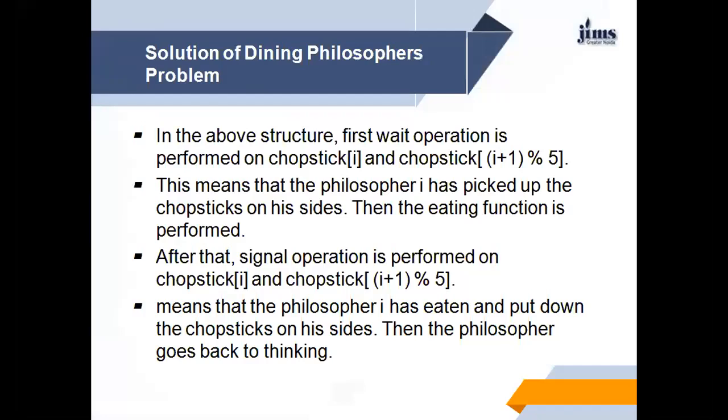In the above structure, first the wait operation is performed on chopstick[i] and chopstick[(i+1) mod 5]. This means that philosopher i has picked up the chopsticks on his side, then the eating function is performed. After that, the signal operation is performed on chopstick[i] and chopstick[(i+1) mod 5], meaning that philosopher i has eaten and put down the chopsticks on his side, then the philosopher goes back to thinking.